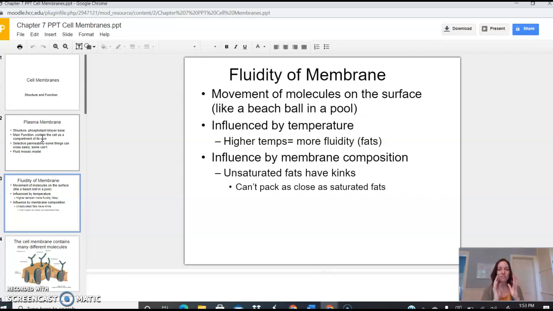Saturated fats are more solid, and unsaturated fats are more fluid. And those unsaturated fats can't pack as close together. Cholesterol can also influence the fluidity of the membrane by getting in between those fatty acid tails and keeping the cell from getting too fluid when it's warm and too rigid when it's cold.